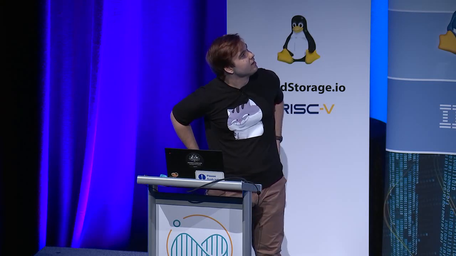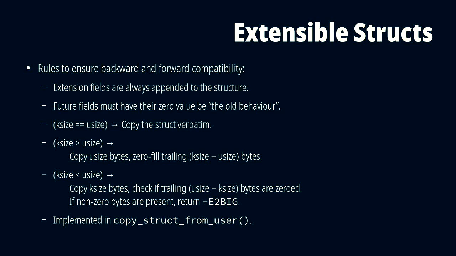So what are the rules? How does this work? It's a bit long, I'm afraid, but effectively the idea is that given a structure, we guarantee that, or the kernel community, we all agree that extension fields will always be appended to the structure. That any future fields we add to the end of the structure must have the requirement that their 0 value means the old behavior, whatever that means for a particular syscall.